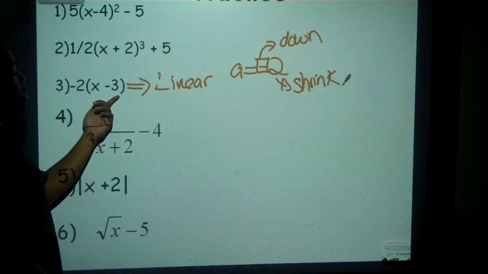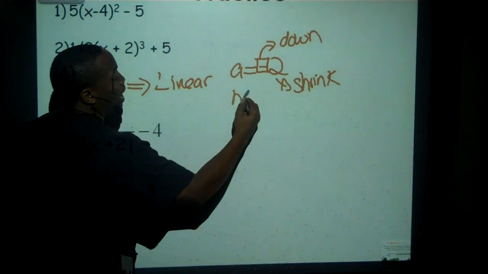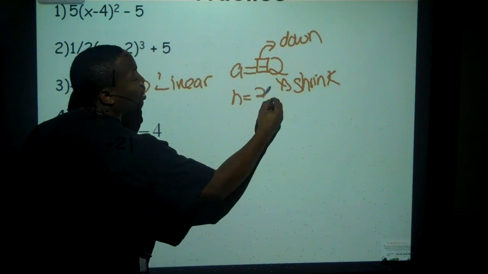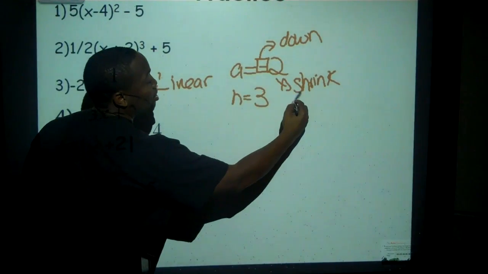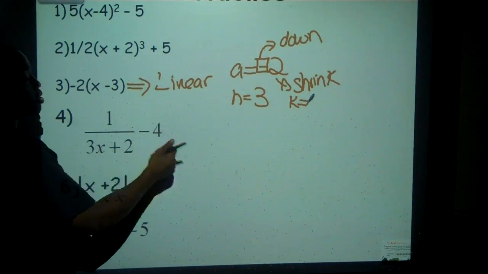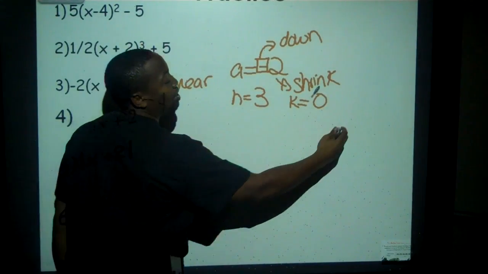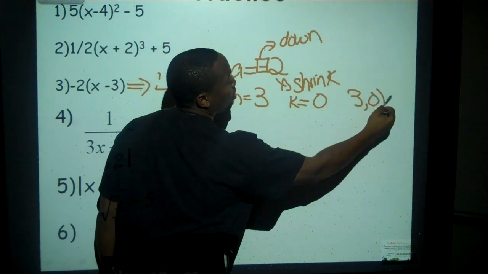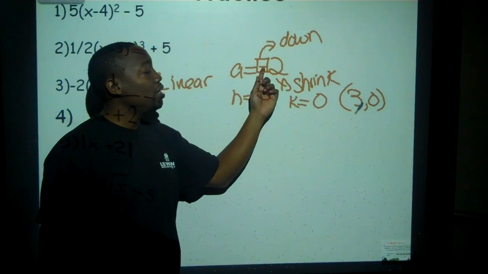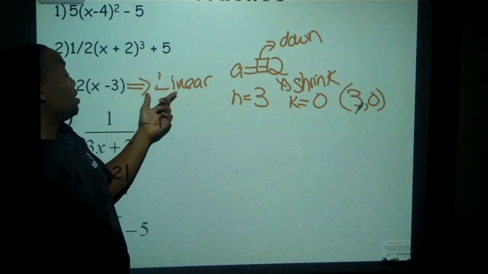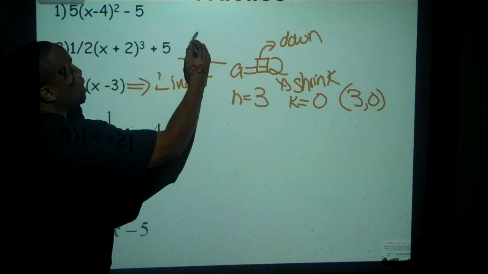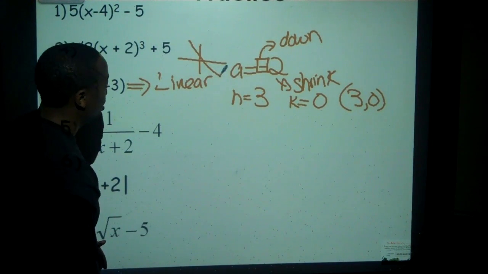Now my H in this situation, this is -3, so it's going to turn to a +3. And my K in this situation, do I have a K here? Do I have anything written here? No. So my K is going to be 0. So my vertex will be 3, 0. It's going to shrink because this negative is going to face downward. So this is a linear graph. Since the linear graph is going to face downward in this direction.